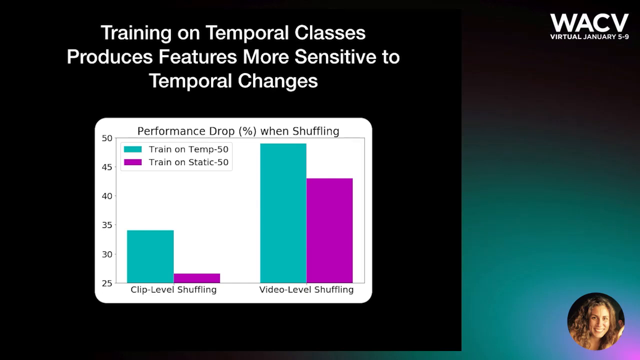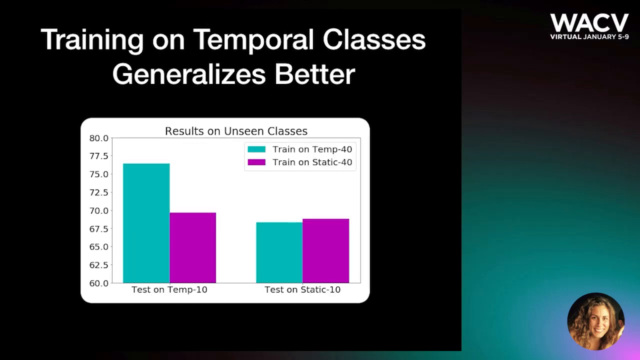We measure the effect of training on temporal classes. We test on the videos shuffled and observe that the performance drop is larger when training on temporal classes. This shows that training on temporal data actually helps learn more sensitive temporal representations, since shuffling affects performance more. We also split the sets on seen and unseen classes. We observe that training on temporal classes performs much better on unseen temporal classes. This suggests that training on temporal data avoids image bias and generalizes better.